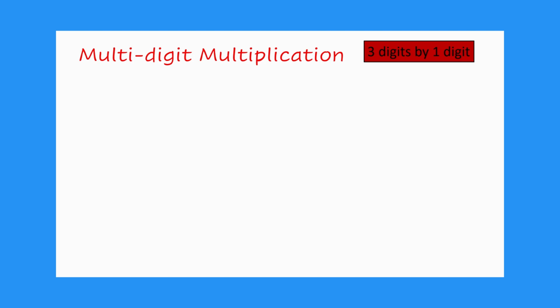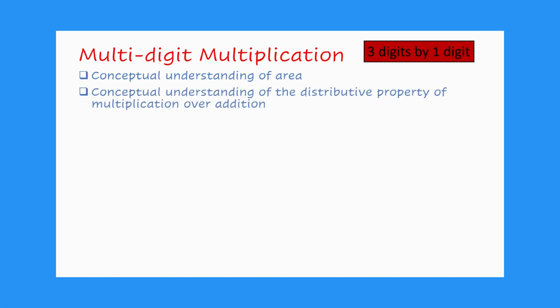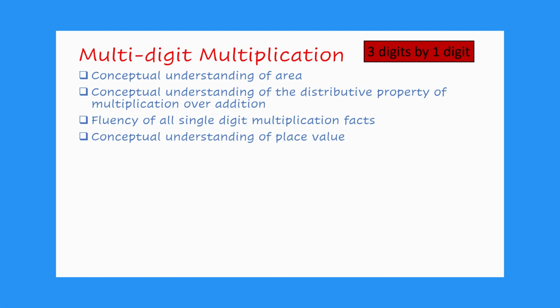In order to be successful in the area of multi-digit multiplication, we must have a conceptual understanding of area, a conceptual understanding of the distributive property of multiplication over addition, fluency of all single-digit multiplication facts, and a conceptual understanding of place value, specifically times 10 concepts or multiplying by multiples of 10.